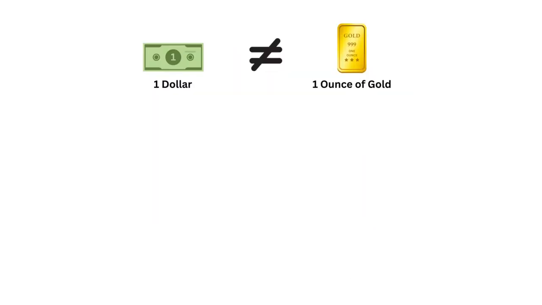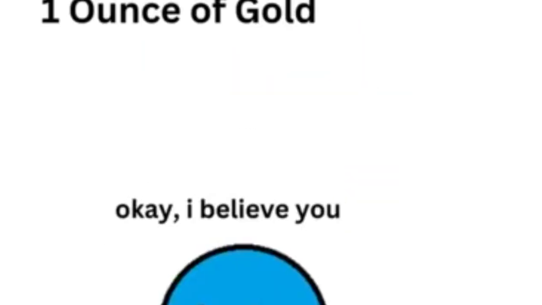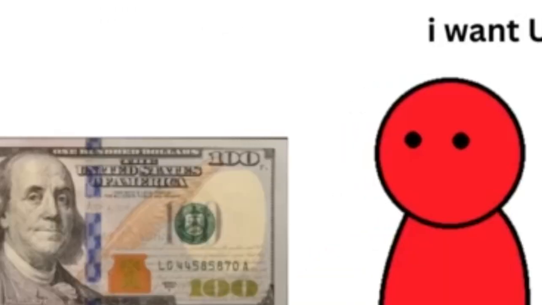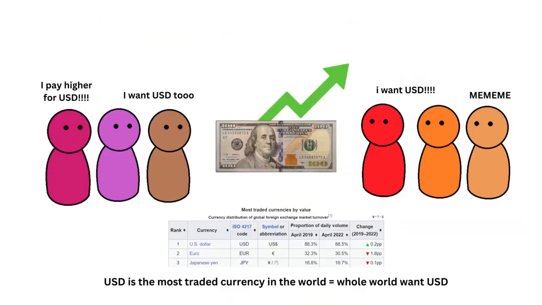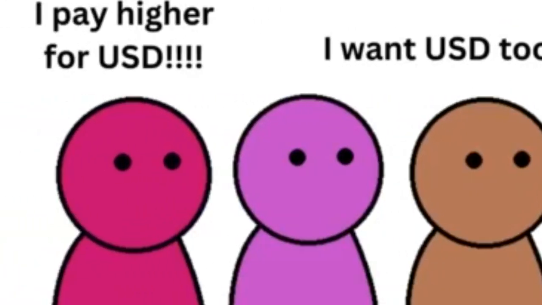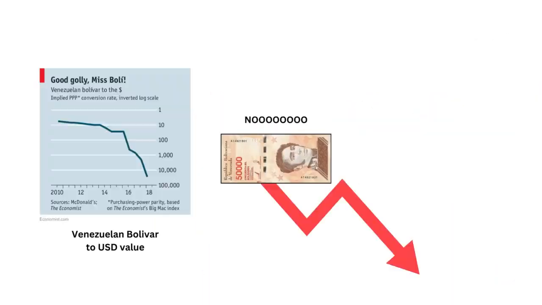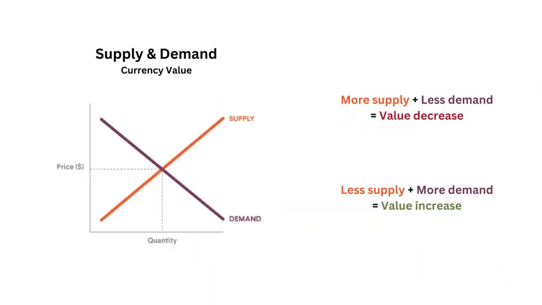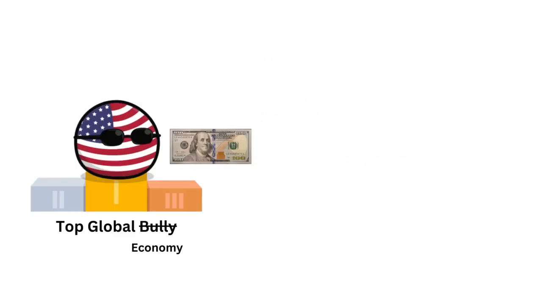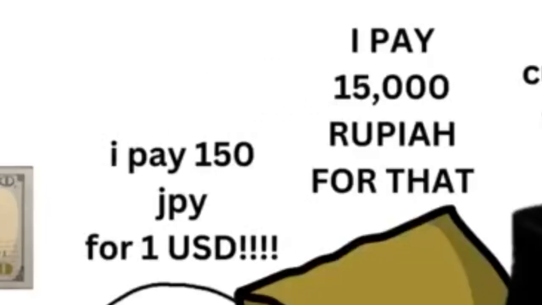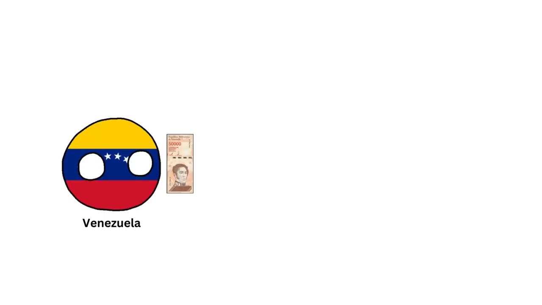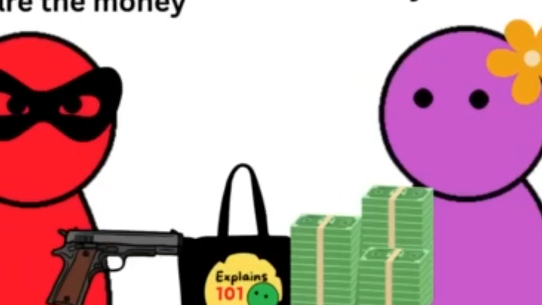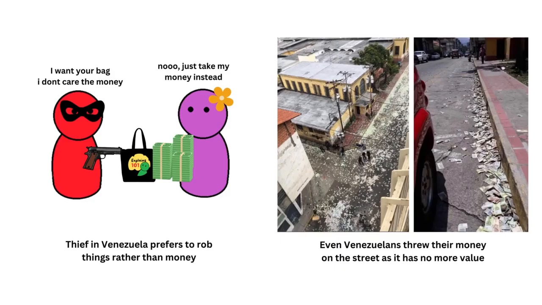As fiat money has no physical value like gold, its value depends on whether people still want it or not. If people want the money, they will compete to get it, making the value of the money go up. But if nobody wants the money, its value goes down. The value of fiat money comes from supply and demand. That's why the currency of strong economies like the US dollar is higher in value. People want it. Meanwhile, the currency of weaker economies, like Venezuela, which had hyperinflation, is much lower. Not even Venezuelans want it.